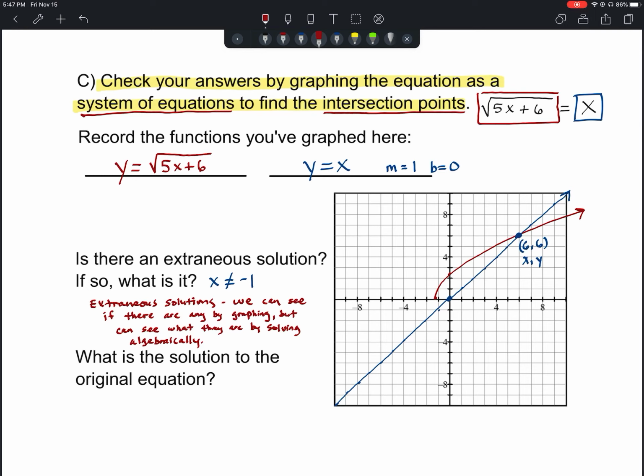So the solution to our equation, though, remember again, is just going to be the x-coordinate of the intersection point there. So our solution again, one more time, x equals 6. It's not the point 6, 6, just this.